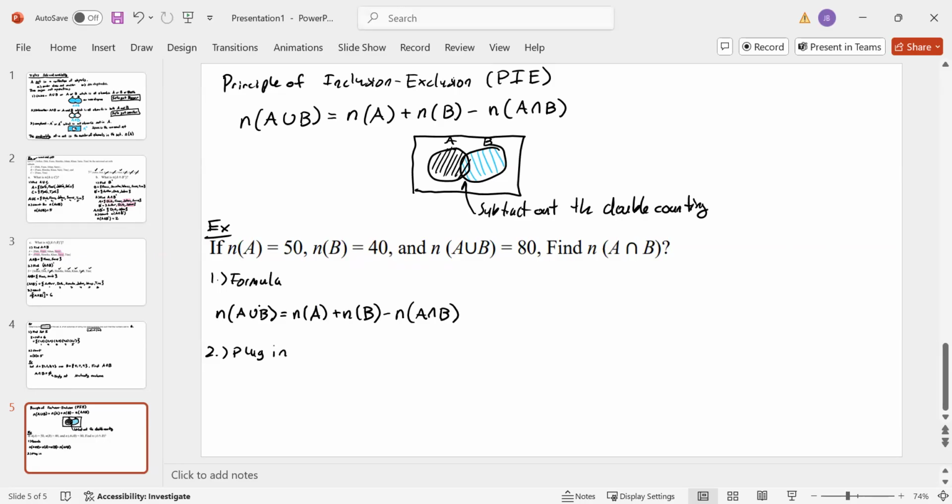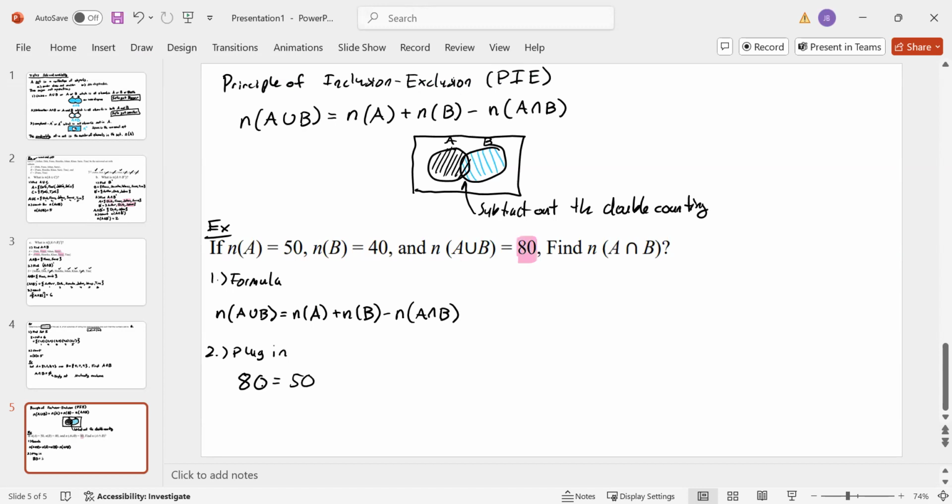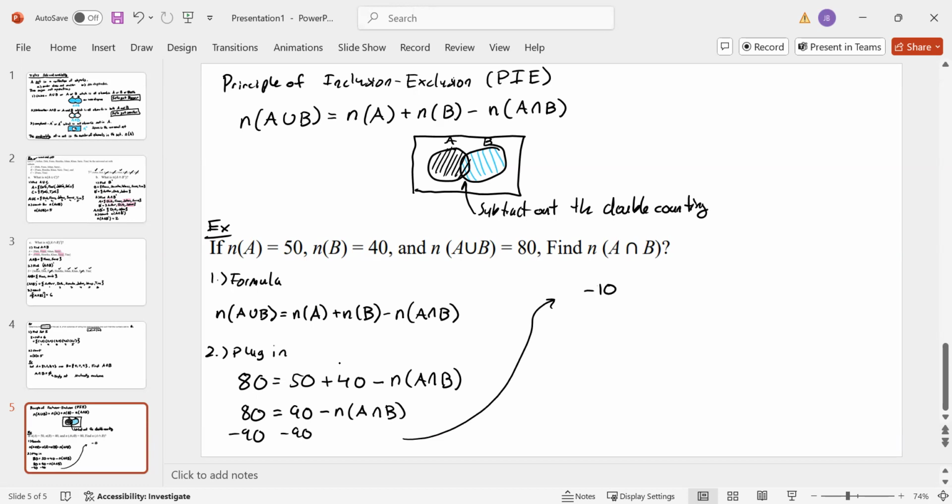So they told us this right here: 80 is equal to 50 plus 40 minus the intersection of A and B. Simplify, and we get 90 minus the intersection of A and B. I can subtract the 90 over, and I get -10 equals negative n of A intersect B, the number of A and B. Then divide by -1, because they're both negative, and there it is.